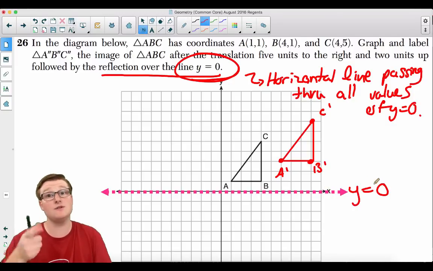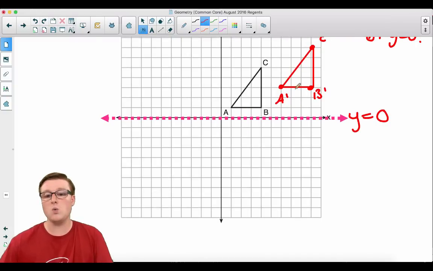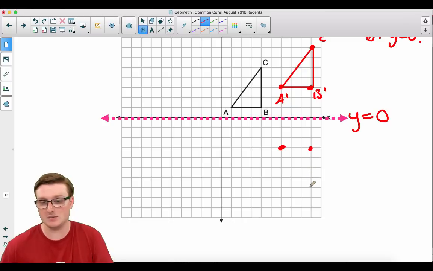Your job is to now reflect over that. So, since we're 3 away for A prime, B prime, since we're 3 away from here, we just go 3 below this line, draw, and this is 4 units down from here.